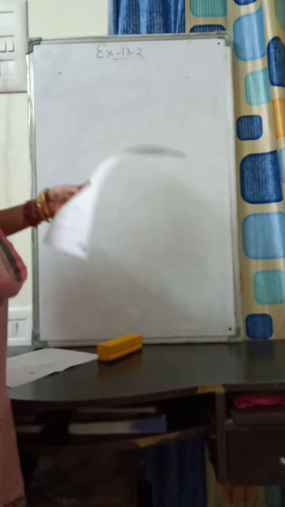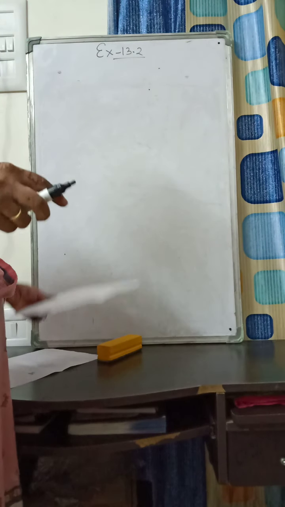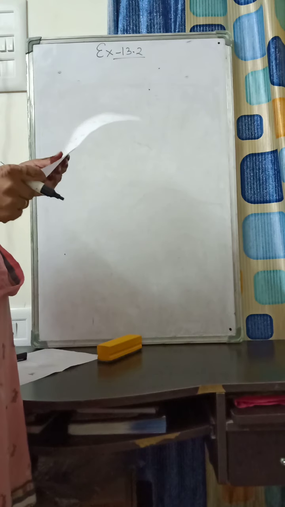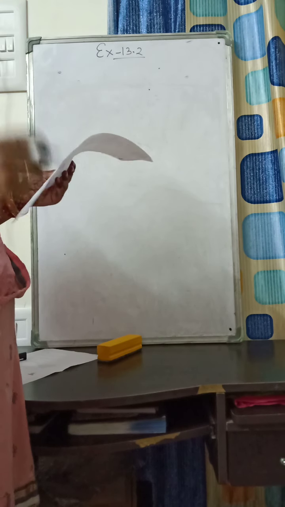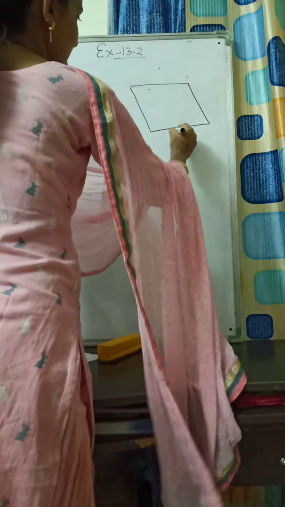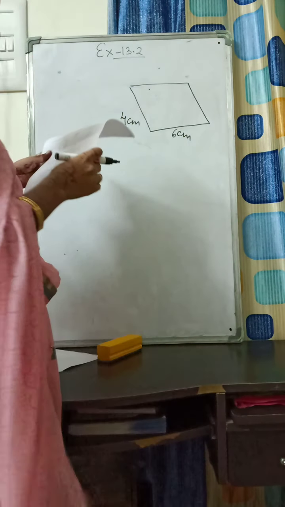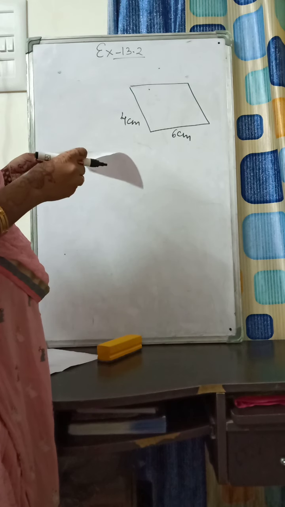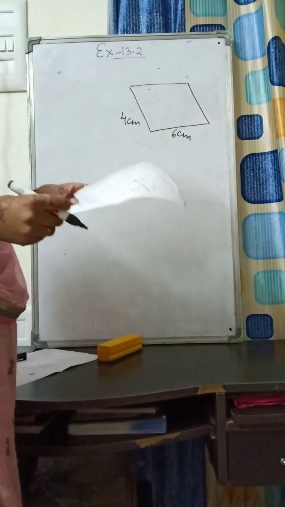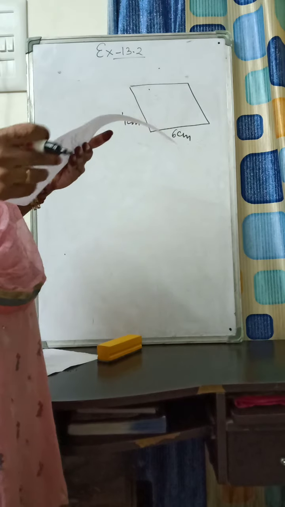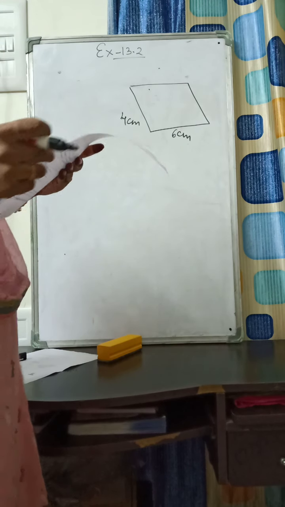Now in the fifth question, in the adjoining figure, ABCD is a parallelogram whose two adjacent sides are 6 centimeter and 4 centimeter. So let, students, a parallelogram like this is given, and here this is 6 centimeter and this is 4 centimeter, and the height corresponding to the base AB is 3 centimeter.